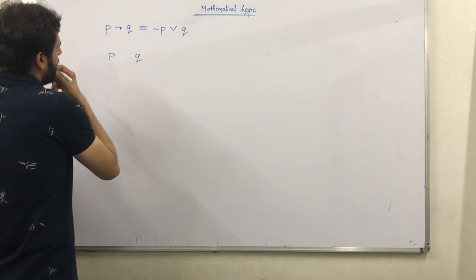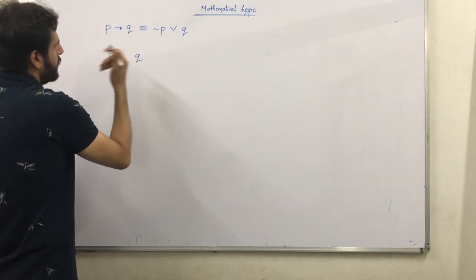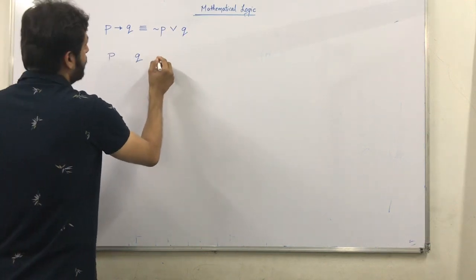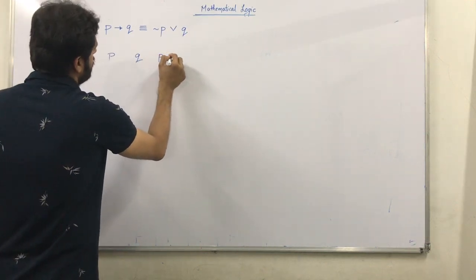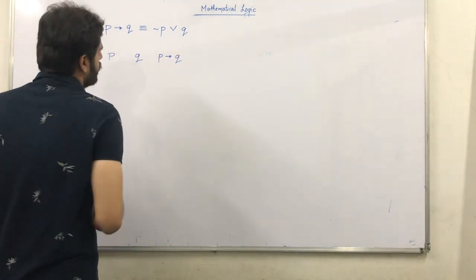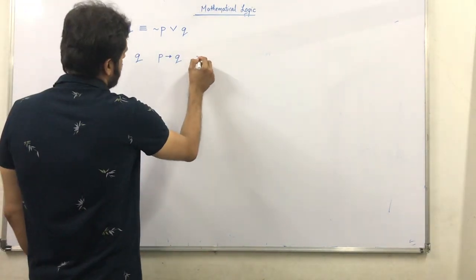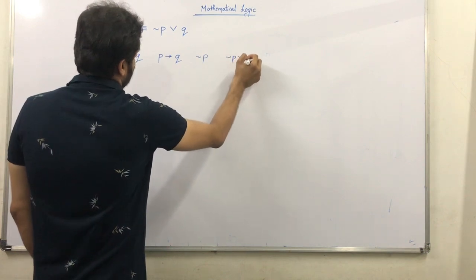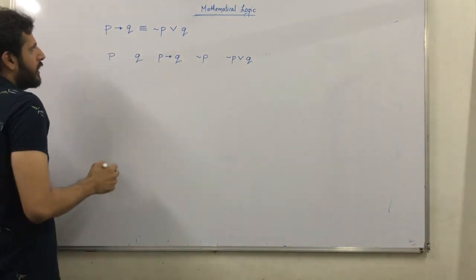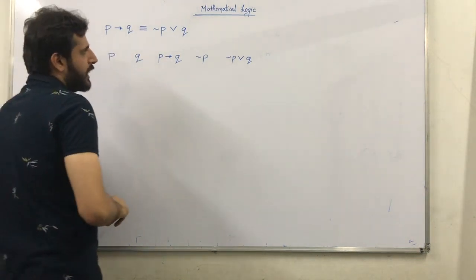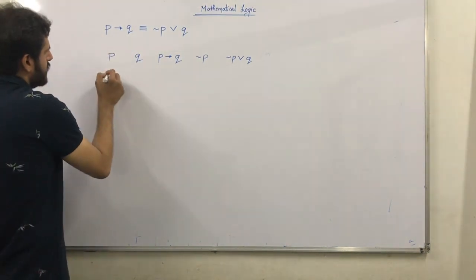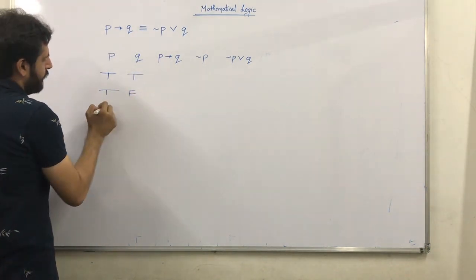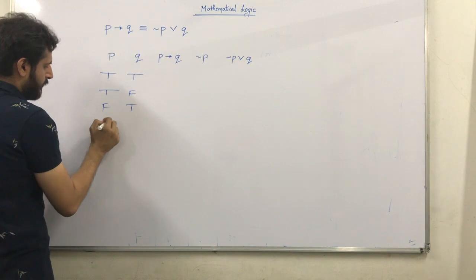How many logical connectives do we have? Two statements. How many logical connectives? 1, 2, 3. So 2 plus 3, we have 5 columns. We need 5 columns. We need P implies Q, then there will be negation P, and finally we'll have negation P or Q. So in 5 columns and in 4 rows we can prove this logical equivalence. The rows will be true, true, true, false, false, true, and false, false.